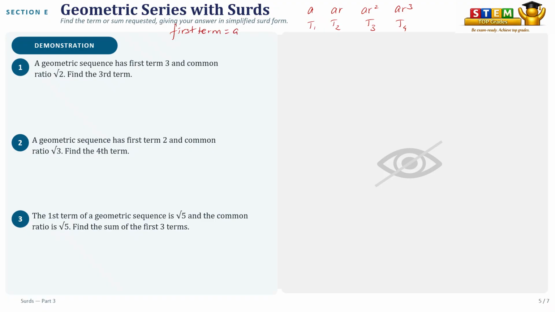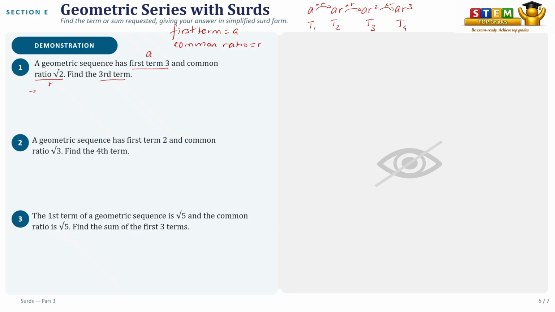And we use the term common ratio to refer to the multiplier. So the common ratio is R. So what we do is we multiply by R, multiply by R, multiply by R. So this is going to be a constant multiplier to generate the next term. Now, in the first question, a geometric sequence has first term A, which is 3, and the common ratio R is root 2. Okay, so we are looking for the third term.